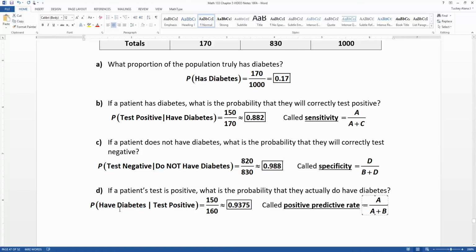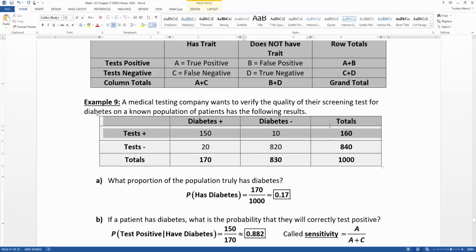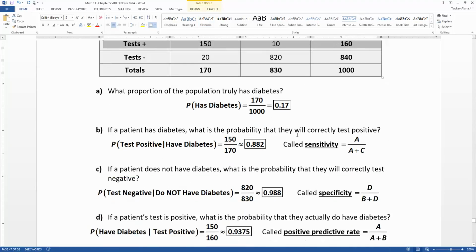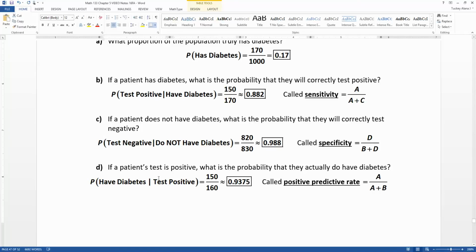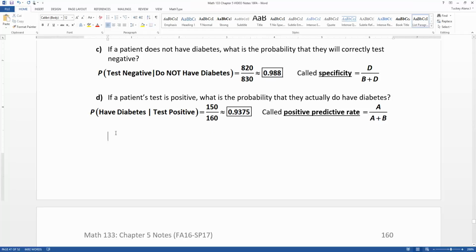All right. So the probability they have diabetes given that they tested positive. So that's called the positive predictive rate. It's saying, given that you tested positive, what's the chances you really are positive? Given that you tested positive, get it? It's a conditional probability. So it's 150 divided by 160, which is 0.9375. And again, that's called the positive predictive rate.